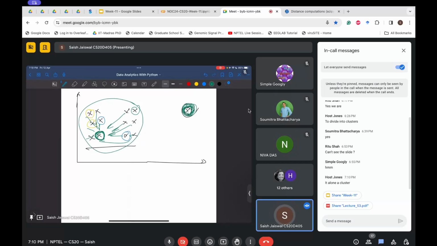So again, this is one drawback of the K-means clustering algorithm. It is very sensitive to outliers. If you have an outlier and you select that outlier as an initial mean, it is going to affect your algorithm. All your data points will belong to one cluster, and this outlier will become one independent cluster. So is it clear to everyone?